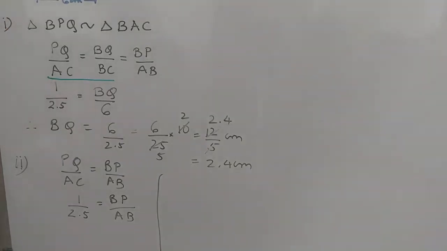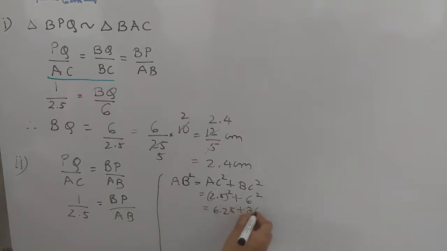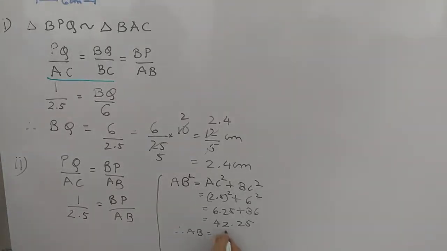So for finding the AB value, we can use the Pythagoras theorem in triangle ABC. So I can write AB square is equal to AC square plus BC square. Now AC is 2.5 square and BC is 6 square. So this is 6.25 and this is 36. So I get 42.25. Therefore, the AB value, by finding the square root of this, we get 6.5. So the answer is 6.5 centimeters, by taking the square root.